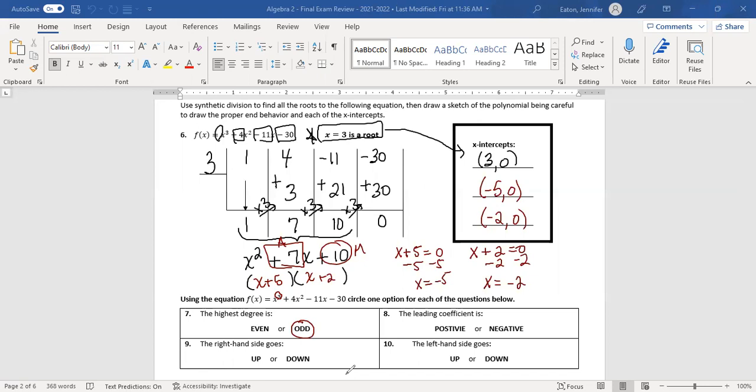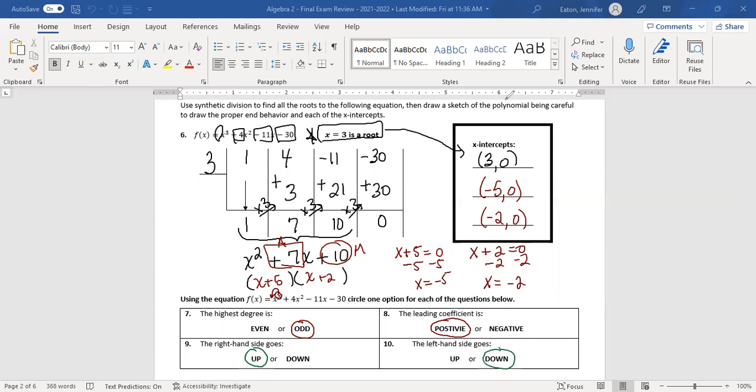If the right-hand side goes up, the left-hand side goes down. If the right-hand side goes down, the left-hand side goes up. So we know that we're going to have opposites here. The leading coefficient, meaning the number in front of x, is positive. There's no negative sign there, so it's positive. So now that we know that it's odd and positive, we know the right-hand side is going to go up and the left-hand side is going to go down.